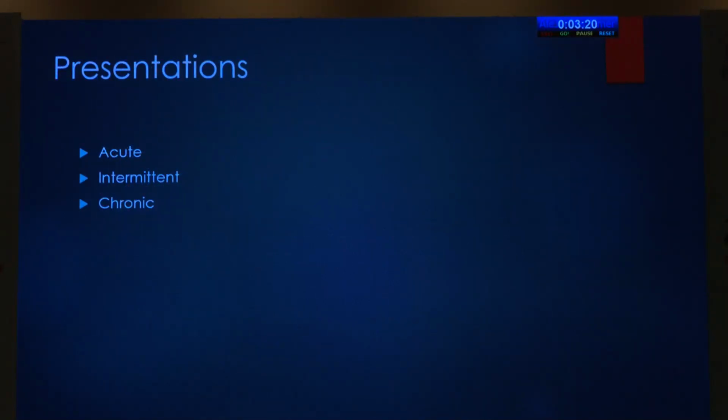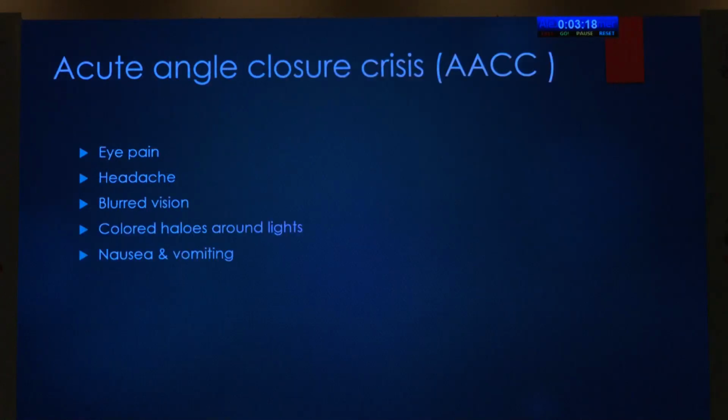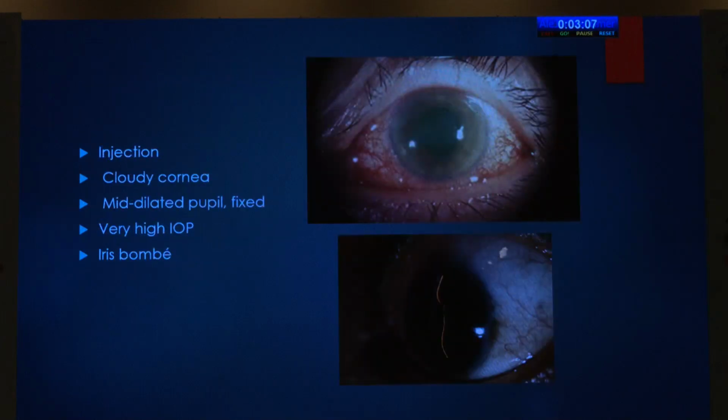These patients normally present with acute, intermittent, or chronic forms, and now I shall be talking about acute angle closure crisis, in which the patients usually present with eye pain, headache, blurred vision, colored halos around light, nausea and vomiting, injection of the conjunctiva, cloudy cornea, mid-dilated fixed pupil, very high IOP in the range of 50 to 60, and iris bombe.